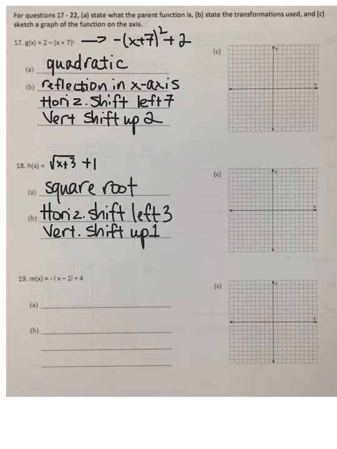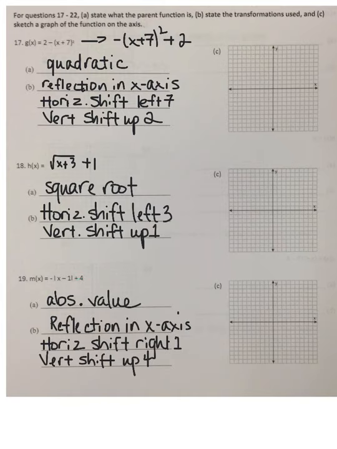So if we look at number 19, I see that I have an absolute value here, right? So that would be an absolute value function. So let's write, I'm going to abbreviate absolute value. And I see that I have a reflection in the x-axis, horizontal shift to the right 1, and a vertical shift up 4. All right, so there we go right there. So reflection in the x-axis, horizontal shift right 1 unit, vertical shift up 4 units.